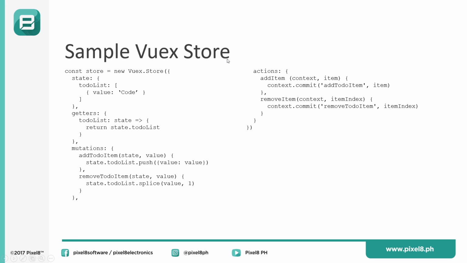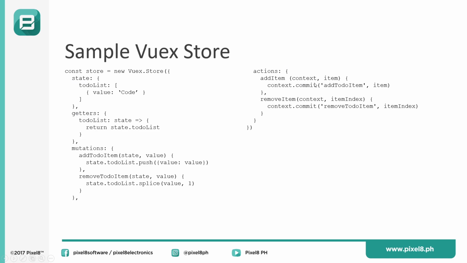So in this side, you can see actions. Now, as mentioned earlier, actions can contain asynchronous code, right? And actions commit mutations. So here you can see we have two actions, the add item and remove item. And we have values attached to them, meaning parameters. Also, you will see a context here. What does this mean? Context is basically your current store. What do you mean by that? In this context, inside this variable are your state, your getters, and your mutations.